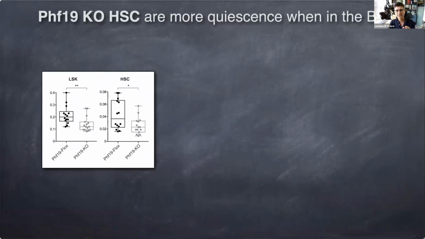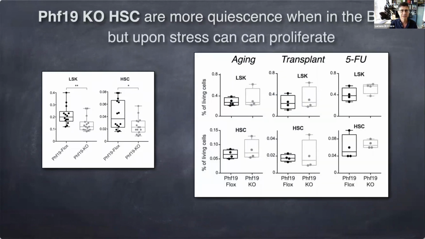But then we induce stress in these cells, and the stress can be done either by aging, or by transplantation, as I mentioned before, or by adding the drug 5-fluorouracil. In all cases, the cells which are more quiescent or reduced in number start proliferating, and they can proliferate equally well with respect to control, as you can see here. This is true for the LSK compartment as well as for the HSC compartment. In some cases, the quiescent cells compensate by over-proliferating; the knockout cells can sometimes proliferate even better than control cells. So initially they are more quiescent, but upon stress, the cells can enter the cell cycle.